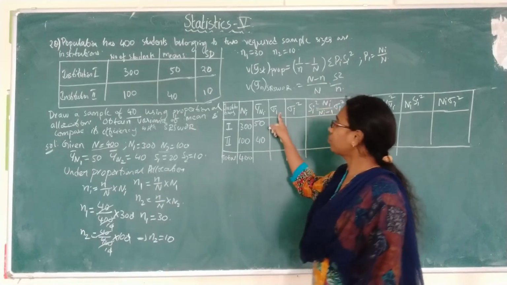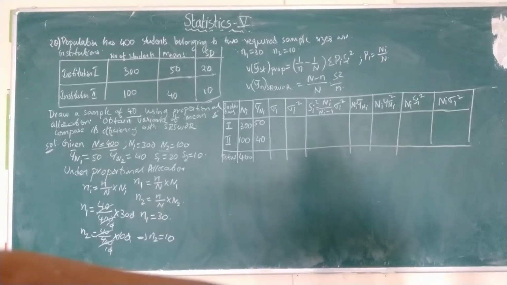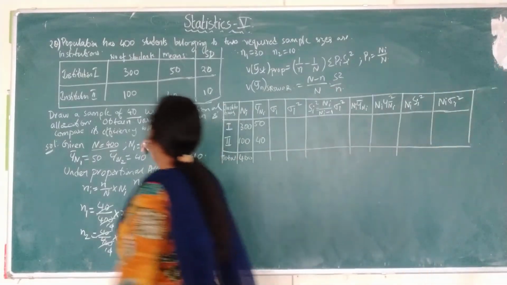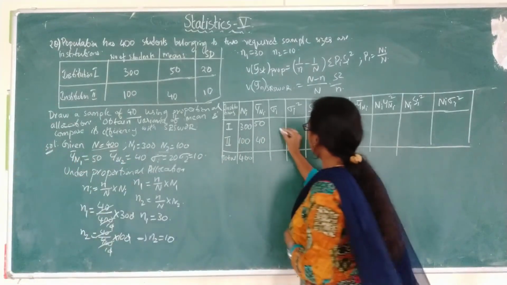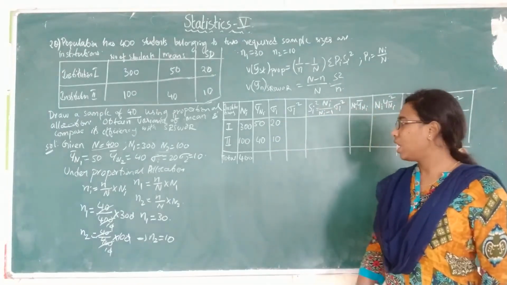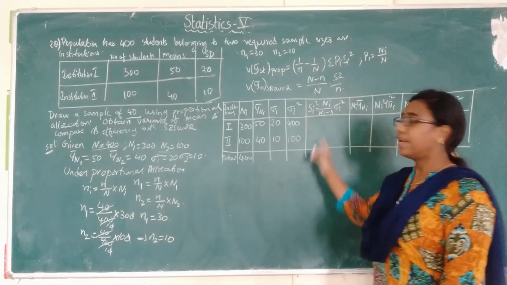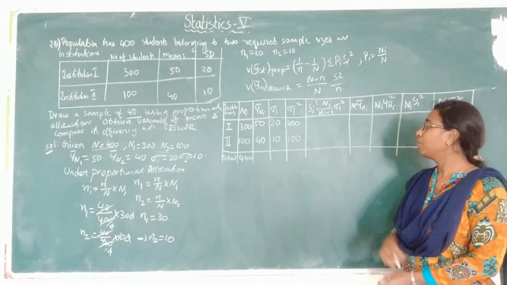Similarly, what is sigma i? That is the standard deviation. The standard deviations are given as 20 and 10. Here the standard deviations are the sigma values, not the S values. So sigma 1 is 20 and sigma 2 is 10. Next we find sigma i square: 20 square is 400, 10 square is 100. Next we have to find Si square, since our formula has the Si square value.